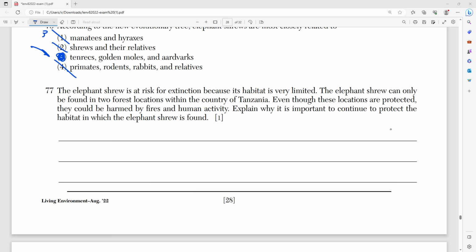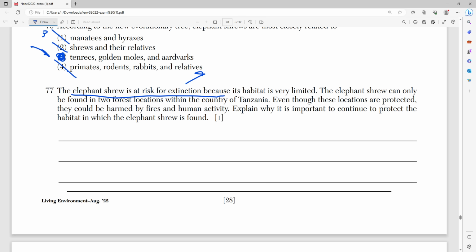Well, they're at risk of extinction, right? And whenever a species goes extinct, there's a great impact that it has on the environment, right? It greatly destabilizes the environment, right? So that is one important reason to protect the habitat in which the elephant shrew is found. Because if the habitat is destroyed, right, the elephant shrews will go extinct. That is a perfectly good answer here, right?